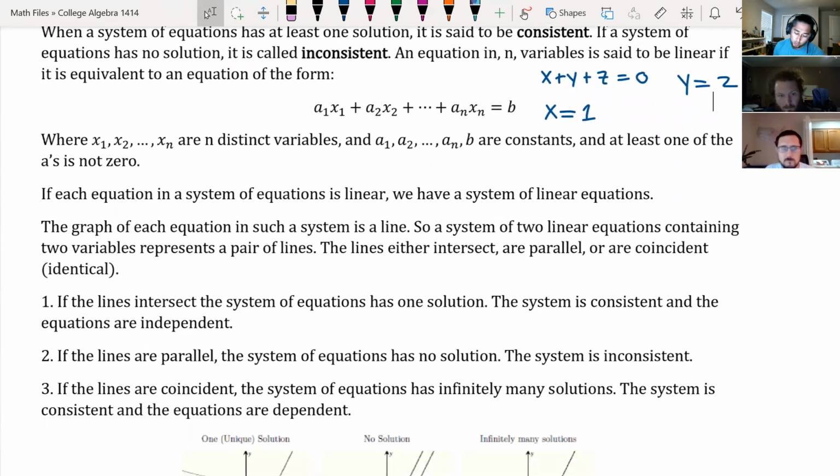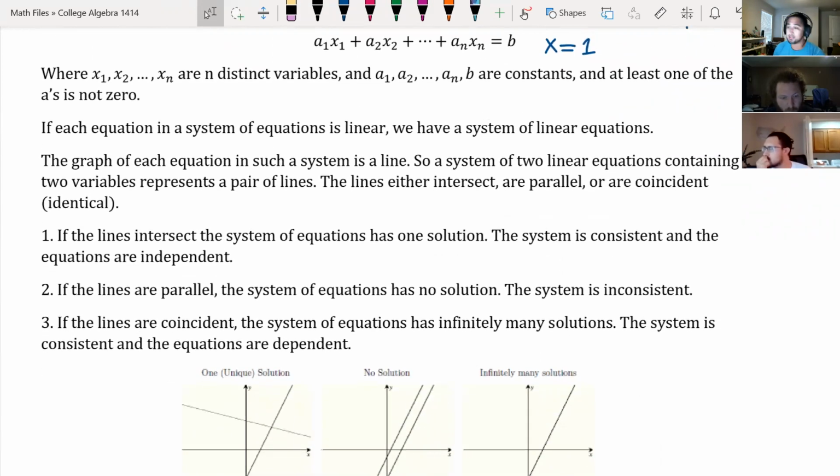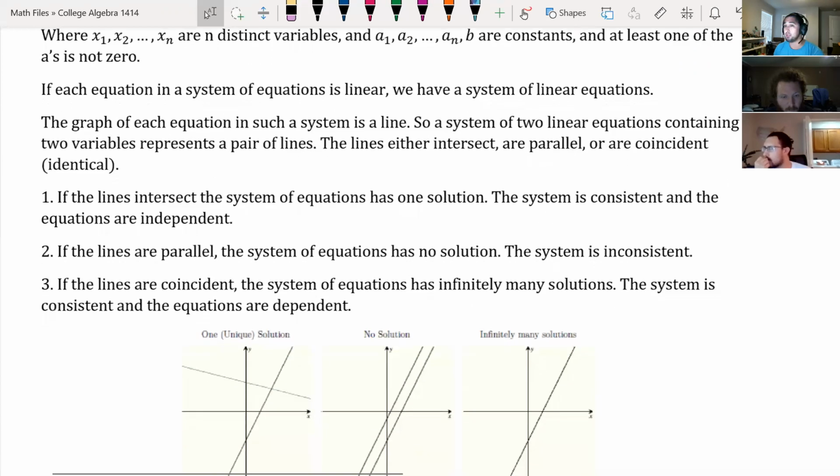If each equation in a system of equations is linear, we have a system of linear equations. And the graph of each equation in such a system is a line. So a system of two linear equations containing two variables represents a pair of lines. The lines will either intersect, be parallel, or be the same, coincident, identical. If the lines intersect, the system of equations has one solution and is called consistent.